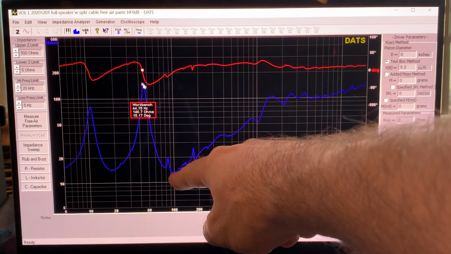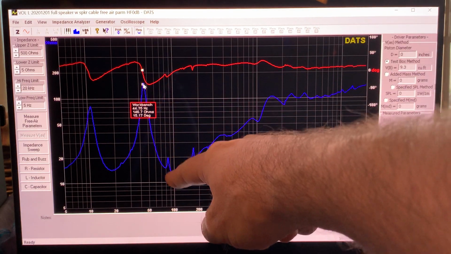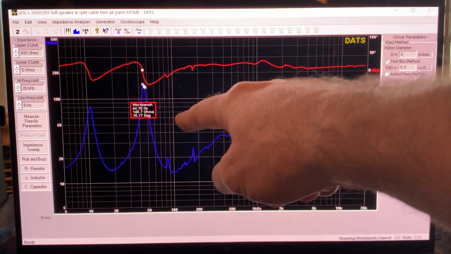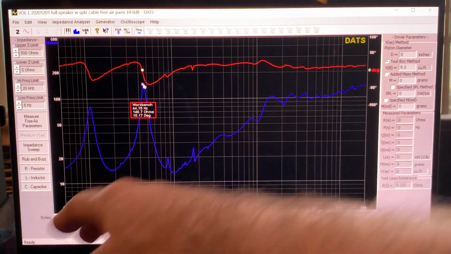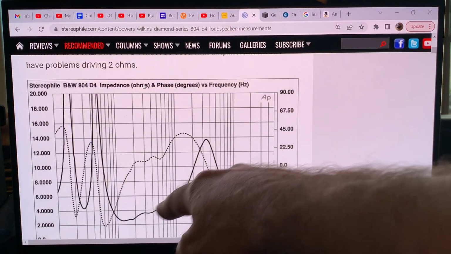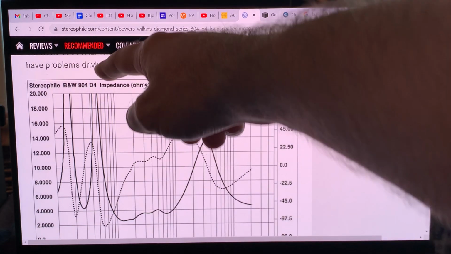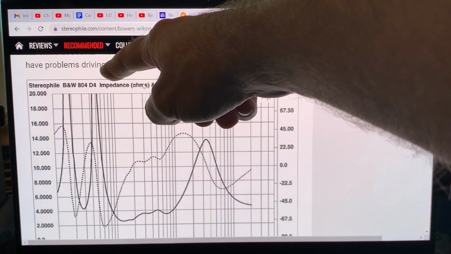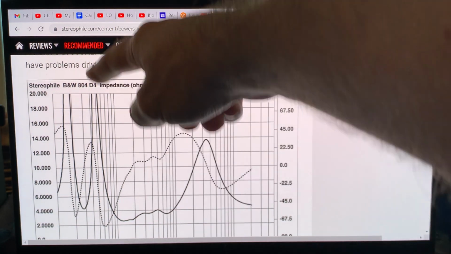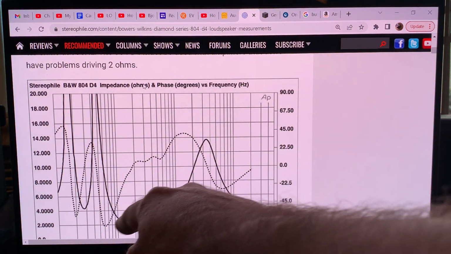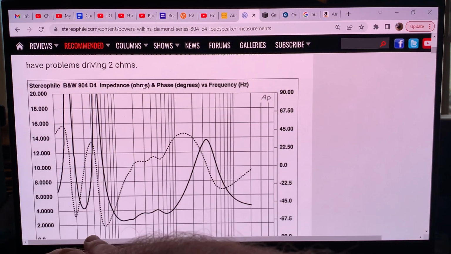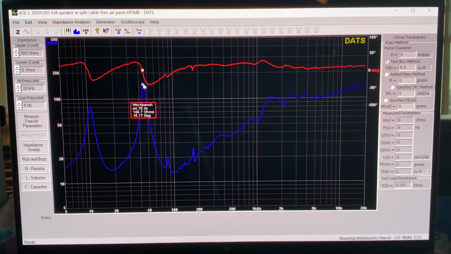So the ratio between peak and valley is the same for the high impedance speaker, the 16 ohm speaker, and the 3 ohm speaker. So this is about 10 times higher than that, regardless of whether it was a 3 ohm or a 16 ohm loudspeaker.